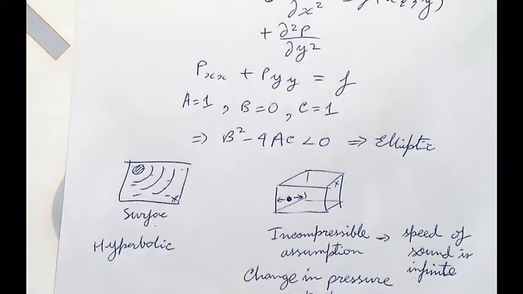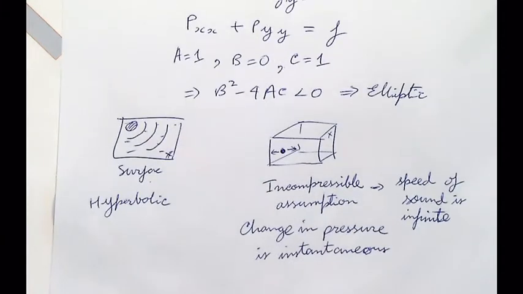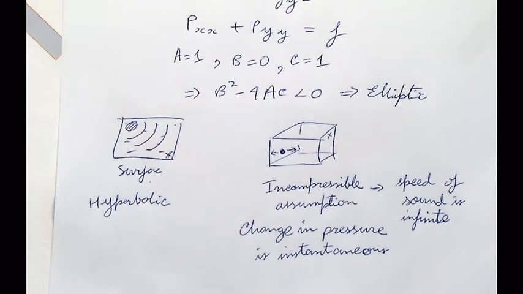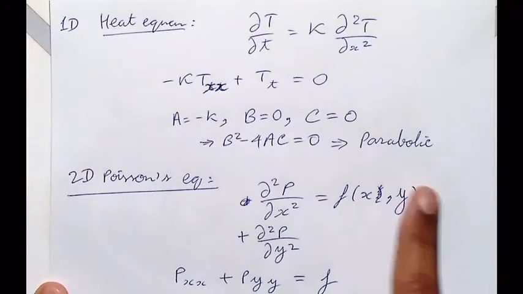Parabolic PDEs are somewhere in between. The change does happen with infinite speed, but it's not as abrupt as in the case of elliptic PDEs. Think of the heat equation. If you have a profile, it diffuses out slowly. So that's parabolic behavior. So that's what we saw here. Heat equation is parabolic.